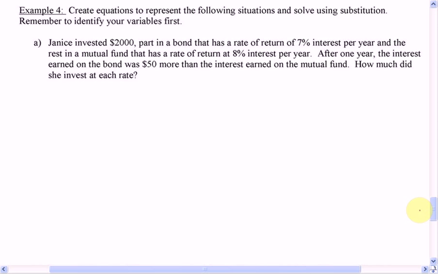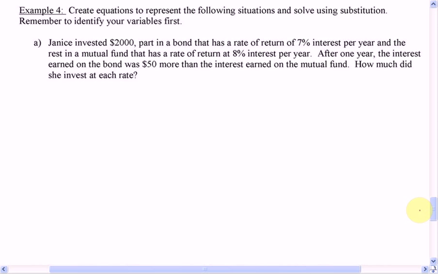Janice, my good friend Janice, invested $2,000. Part of it is in something called a bond, and that's pretty safe, where you have a nice rate of return of 7% per year, meaning you get back 7% money. And the rest in the mutual fund, which is kind of like stocks and other things, where it's a little bit more risky, so there's a higher rate of return of 8% per year. After 1 year, the interest earned on the bond was $50 more than the interest earned on the mutual fund. So how much does she invest at each rate?